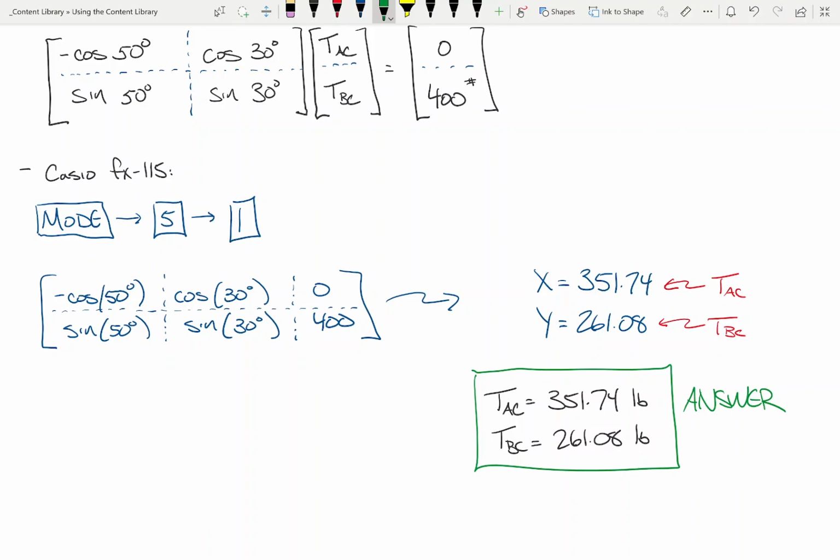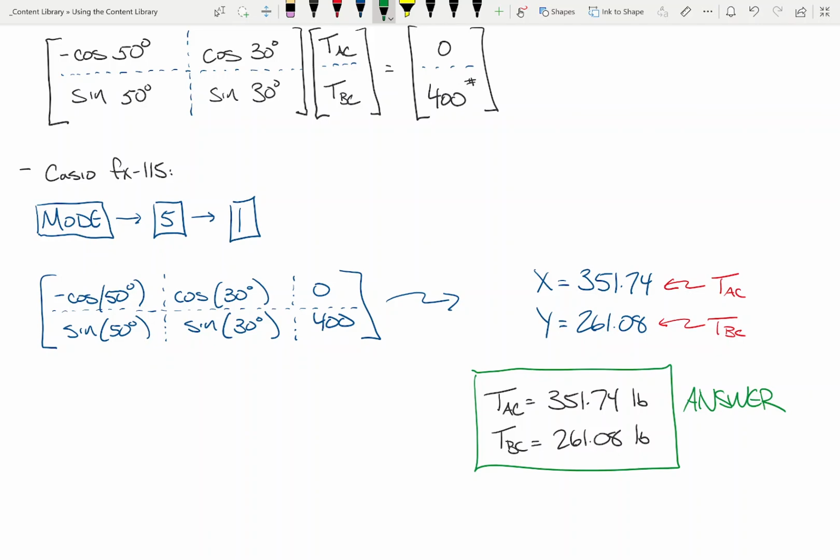A couple of things about these answers that hopefully will give you some assurance that they're correct. Does anybody notice something about these two numbers? Okay, that's right. First off, this is a 400-pound weight. I don't have a value that's like 9,000 pounds and one that's 3. They're both reasonable numbers for holding up a 400-pound weight. But here's another one. They're both positive.